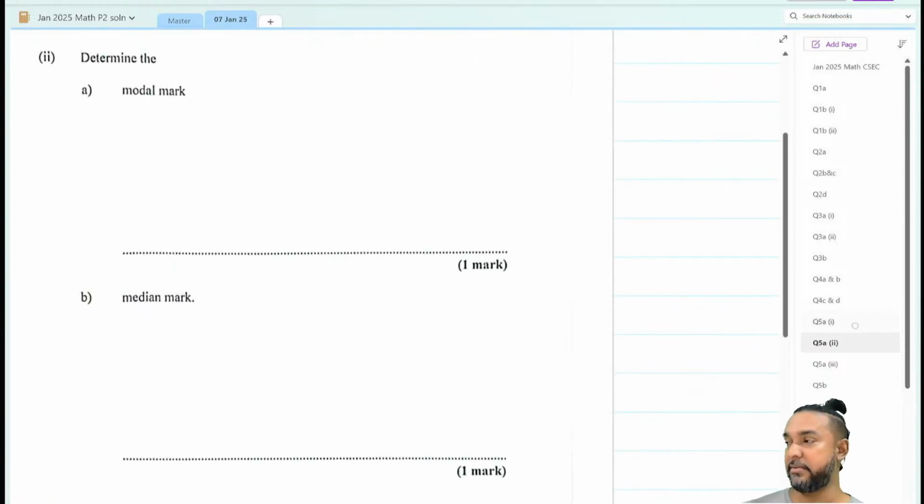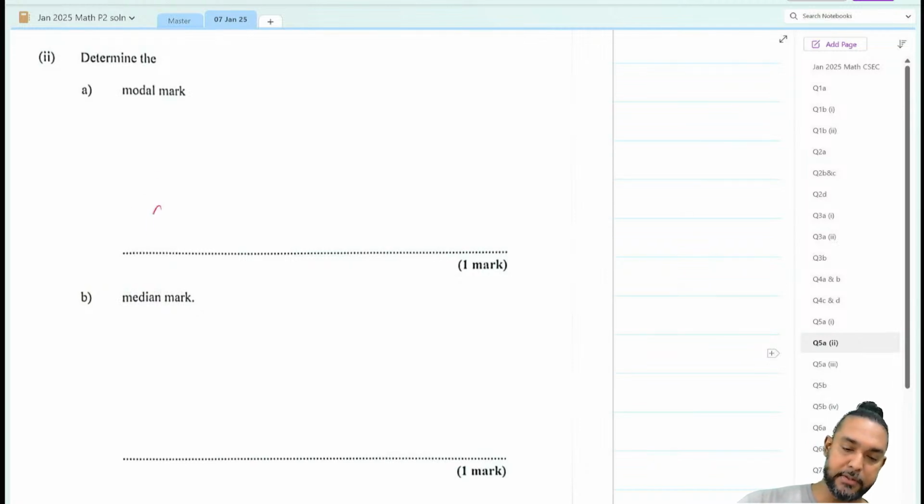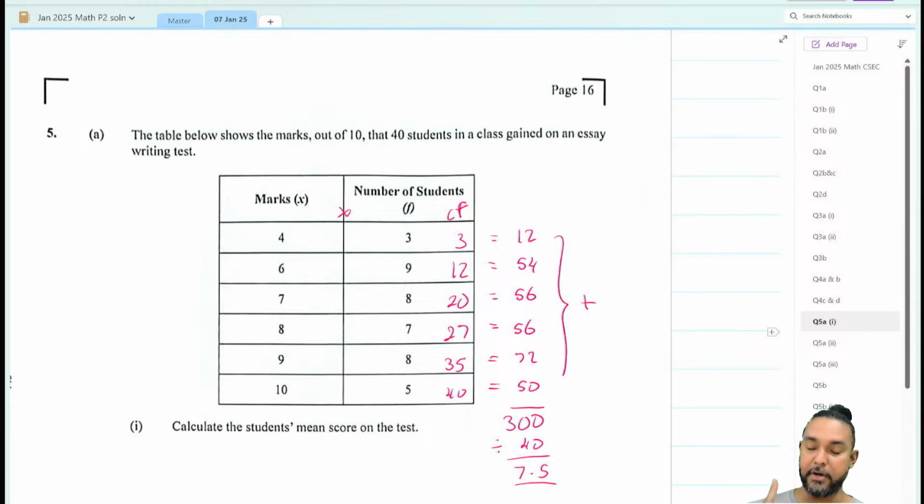Determine the modal mark. The modal mark is the mark with the highest frequency. The highest frequency here looks to be 9, so the modal mark is 6. The median: I knew we needed a CF. The median mark is the mark exactly halfway in the distribution. Now the thing is, you have an even number of marks. So what's going to happen?